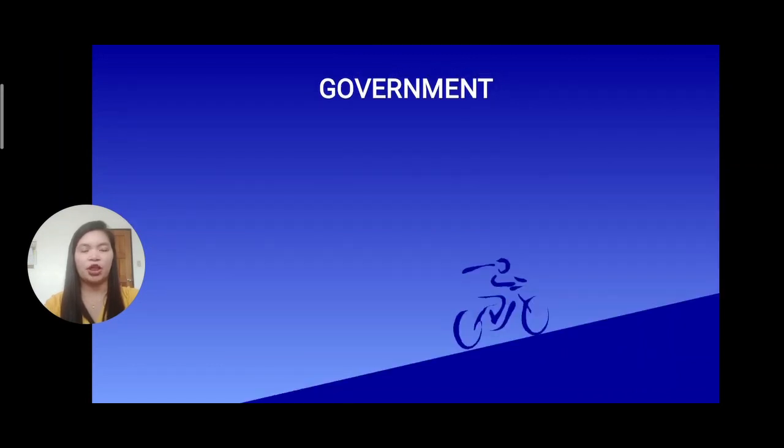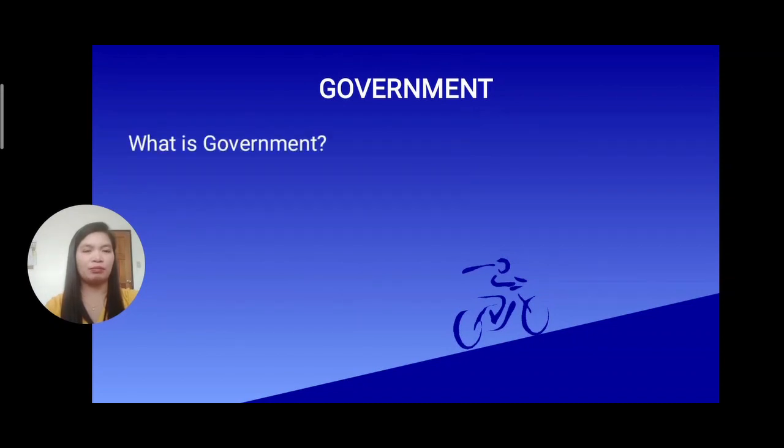Government. We often hear that the government makes all the decisions or that the government will build schools and hospitals. But do we know what government really means? And what is it actually responsible for? In this presentation, we look at the different aspects and characteristics of government in the Philippines.